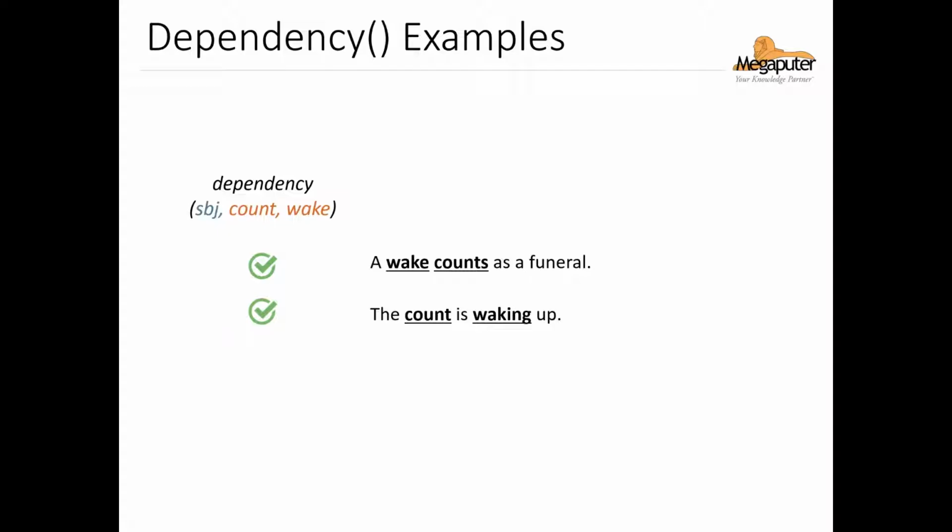But what if we don't want this? Well, if we want to specify ordering, and only the ordering we provide, we can give that as another argument. So here we're giving it the argument forward. In this case, it'll count the first one from count to wake, but it won't capture the second one because it can't go from wake to count. It must go forward along our path from count to wake. If I wanted the count is waking up, so from waking to count, but not a wake counts, I would have to do dependency forward subject wake count.